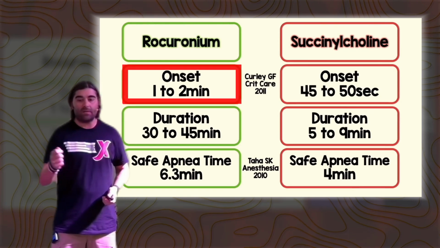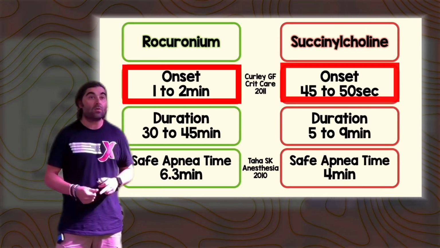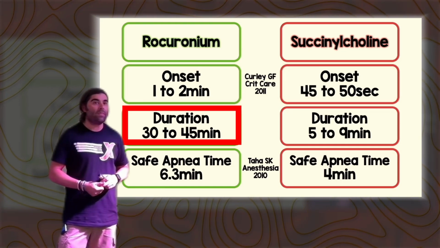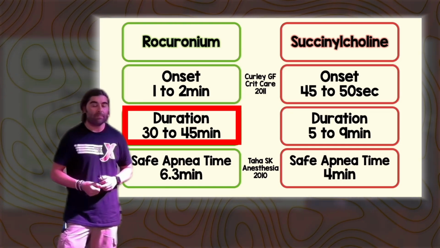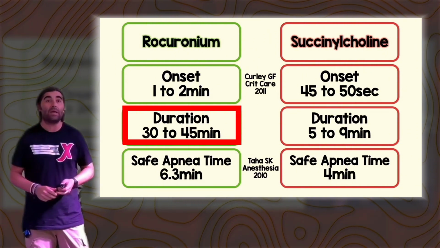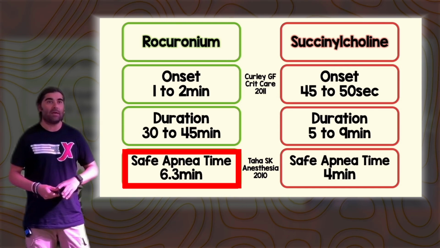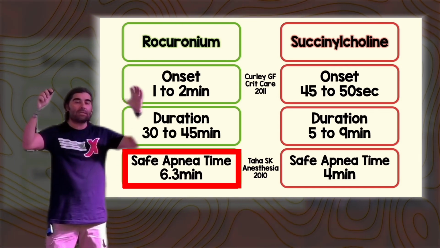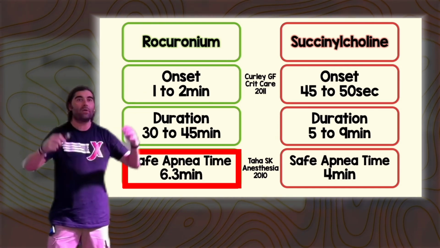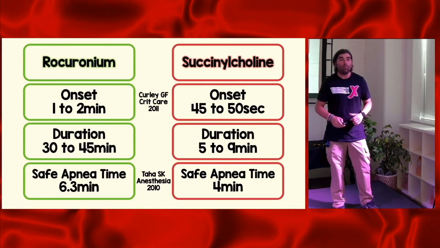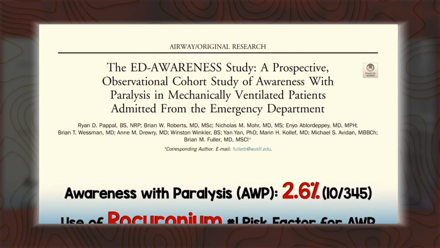The onset is about the same as succinylcholine at the 2 mg per kilogram dose. The duration is the one thing: it lasts a really long time, 30 to 45 minutes, maybe even out to an hour in a shocky patient. The safe apnea time, this is what I care about, is that the patients hold their oxygen saturations up for a longer period of time, from OR studies, at least from anesthesia, when we use rocuronium as opposed to succinylcholine.